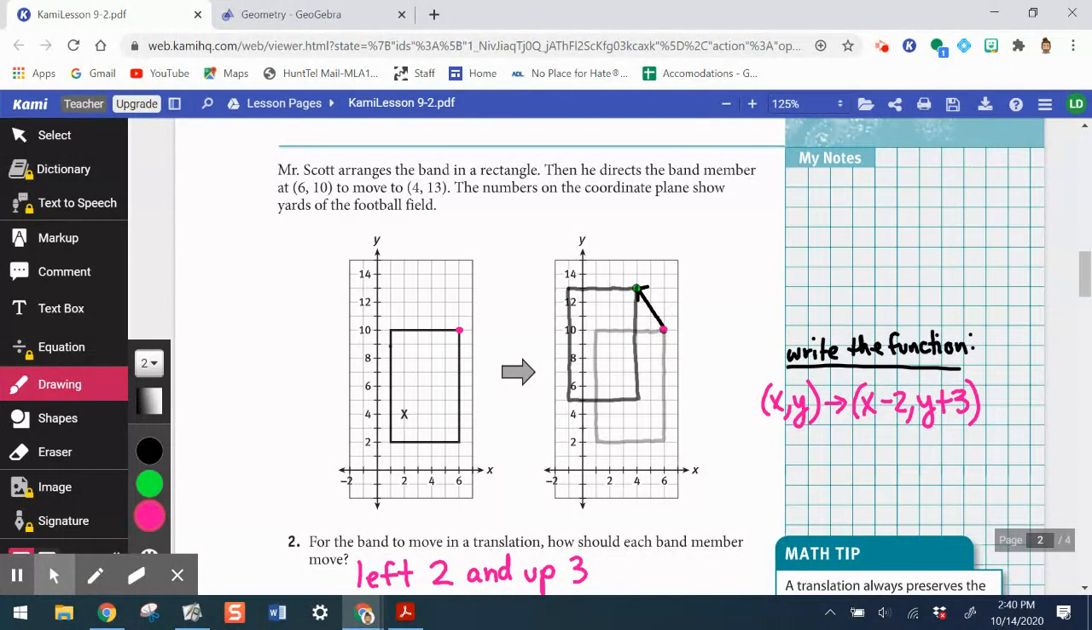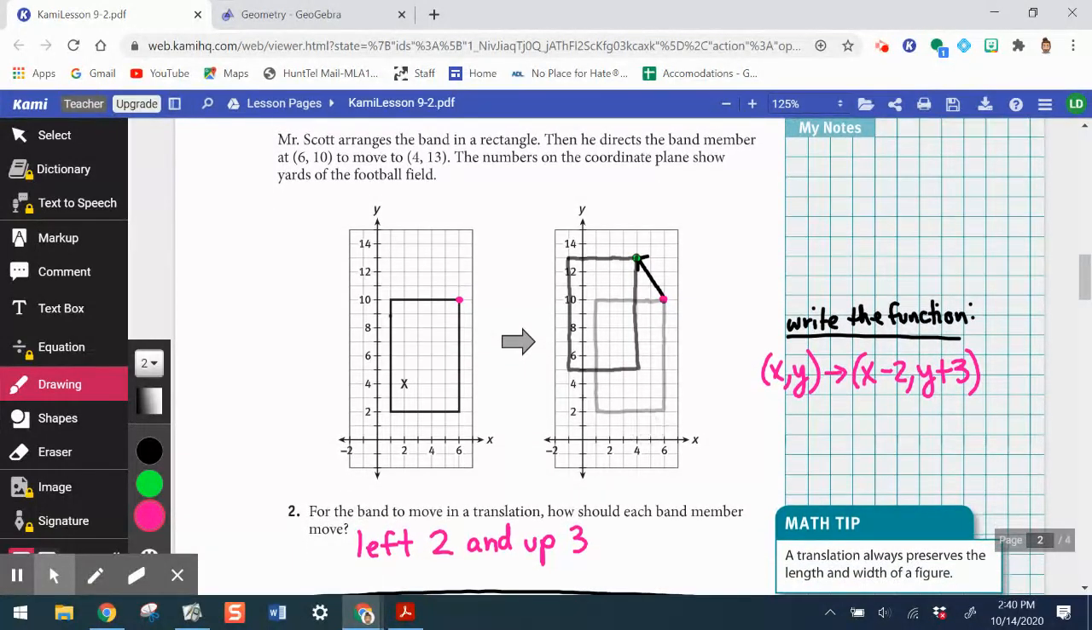Now remember, if it really is a function, all of these points are doing the same thing. So number 2 says, for the band to move in a translation, how should each band member move? Well, they should move left 2 and up 3. So I asked you to write it as a function. Just a little practice there, writing functions of translations. So if it's to the left 2, remember that's a negative direction on the x-axis. But if it's up 3, that's a positive direction on the y-axis. So that's what the function would look like.